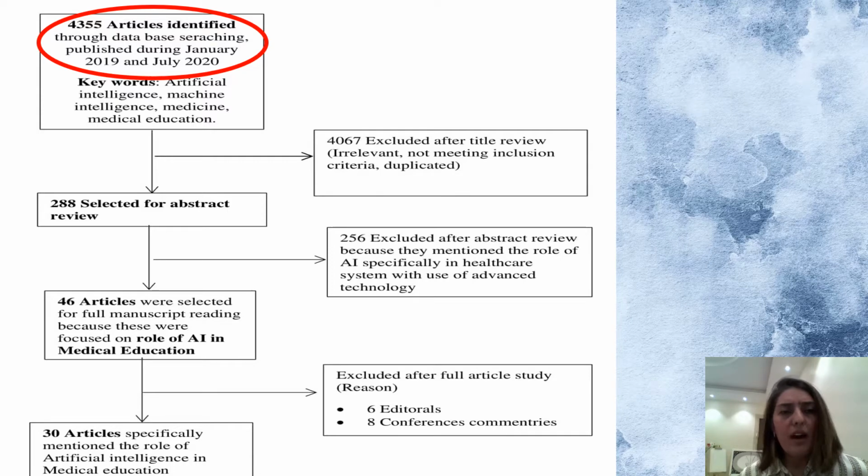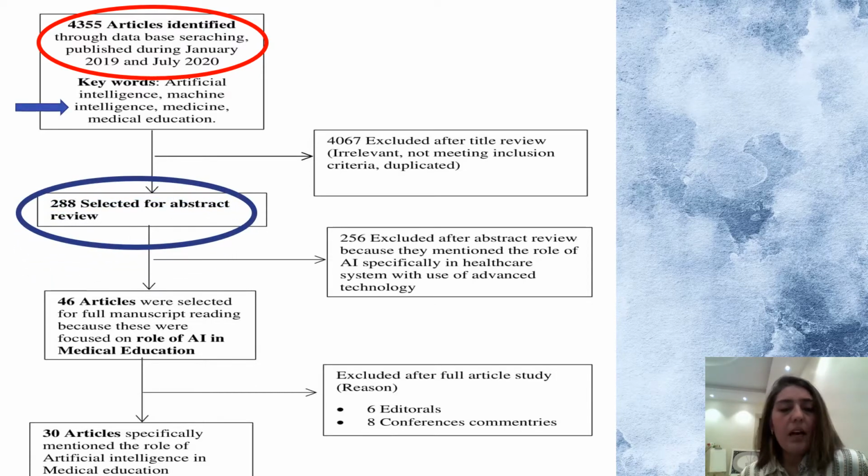To identify relevant research, we used academic databases including Cochrane Library, Medline, PubMed Central, Web of Science, and Google Scholar. Besides these references, we had recognized which studies highlighted the importance of artificial intelligence in undergrad medical education, especially in anatomy. So we used the following keywords: artificial intelligence, machine intelligence in medicine, and medical education. Out of these articles, we separated 288 article abstracts for full read because we excluded 4067 articles because they were just mentioning different educational technologies in educational context but not focusing on artificial intelligence.